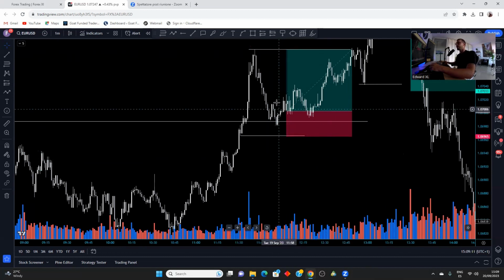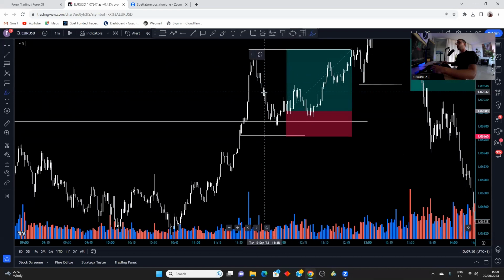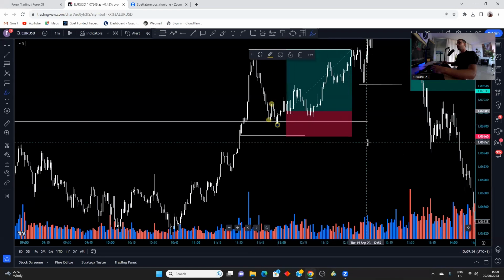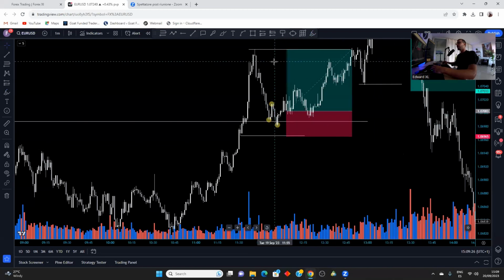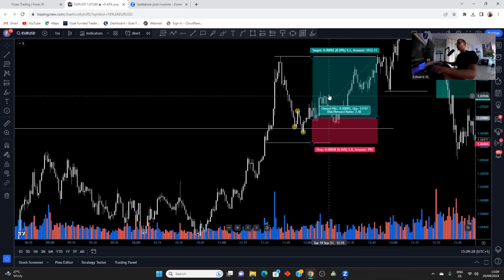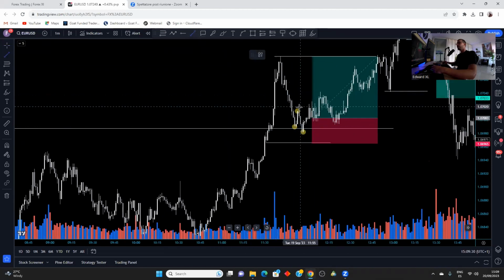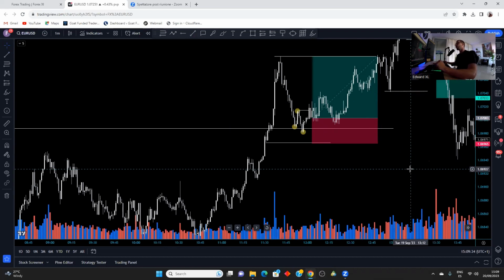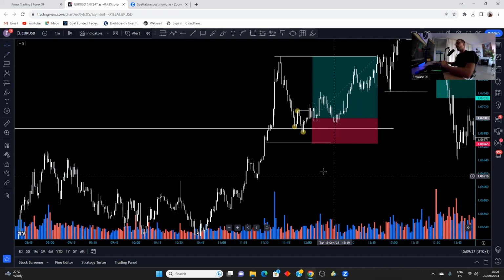Now, what happens is that we start retracing, we start creating structure, and you know that I like seeing structure. So here there is no structure to the downside. Here we start creating structure. And after creating this structure, we get a confirmation to the upside. This confirmation to the upside made me change my bias, not just because of the confirmation, but because everything was aligning.